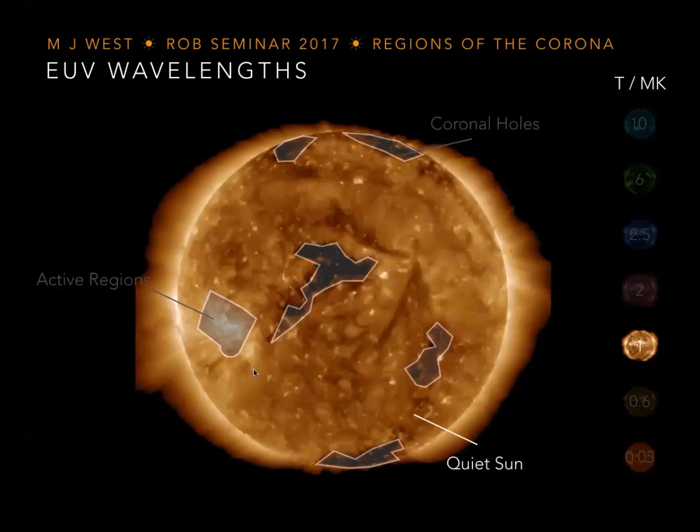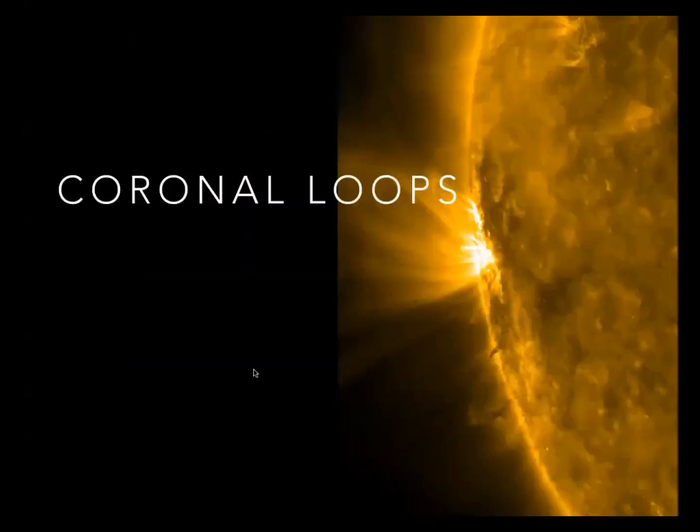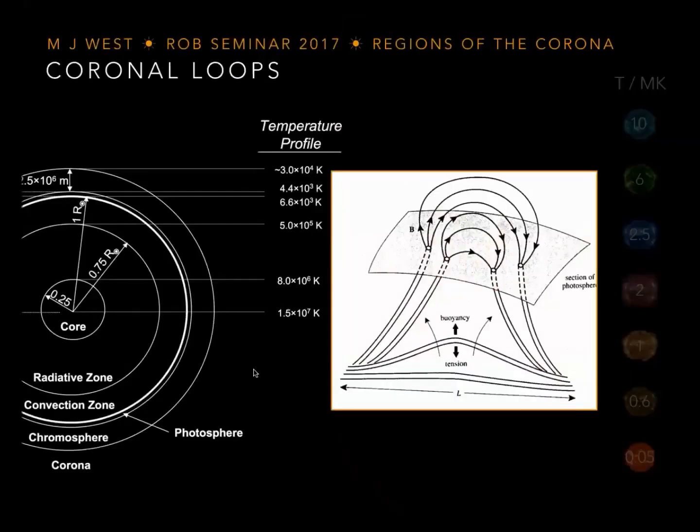Now, I'm going to talk about these regions in a bit more detail in a second, but at this point I have to make a segue and talk about coronal loops. That's because coronal loops are the fundamental building blocks of the solar atmosphere. They're prevalent throughout active regions and the quiet sun, and you'll see a little bit later they're hotter in active regions, but small loops are interspersed all throughout the quiet sun.